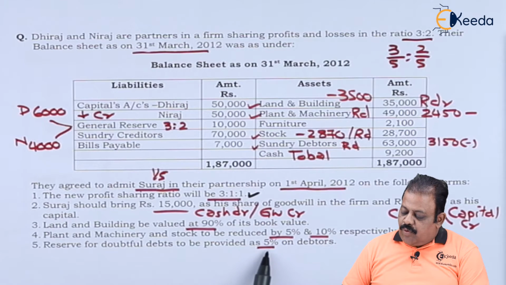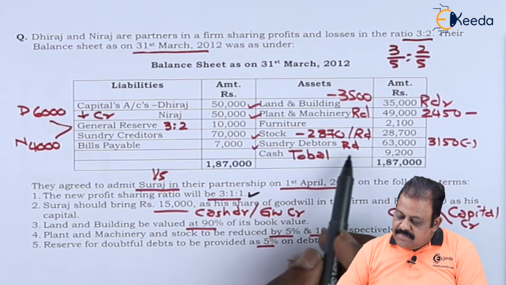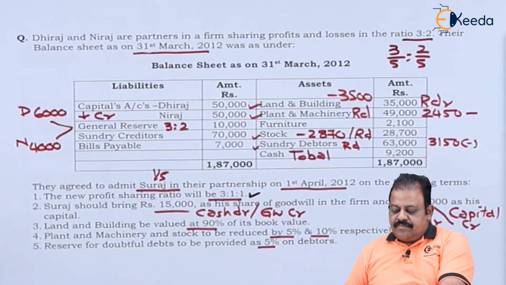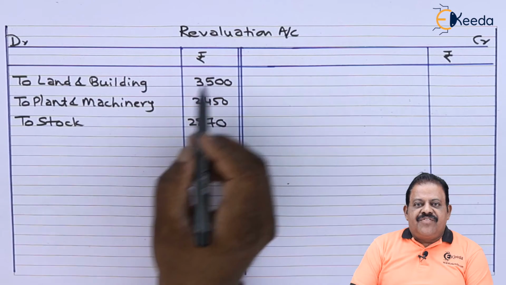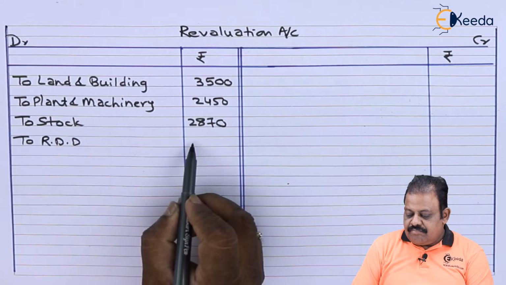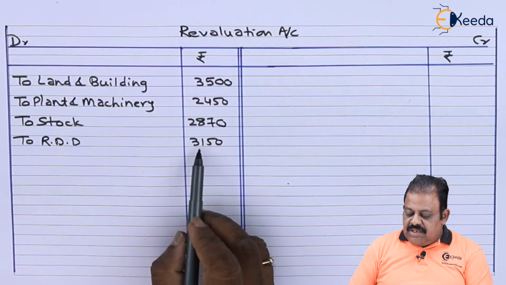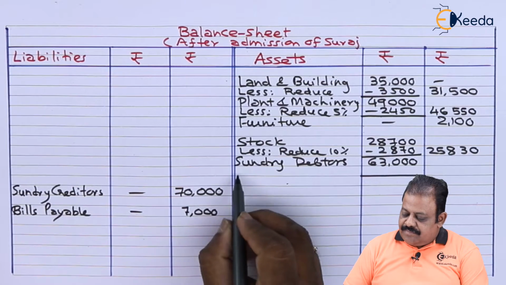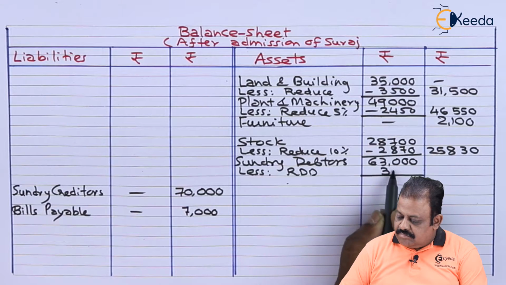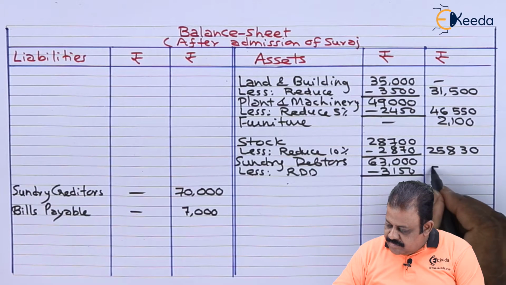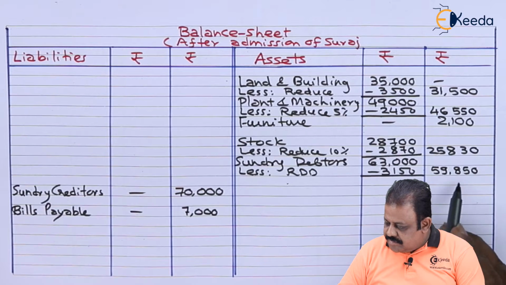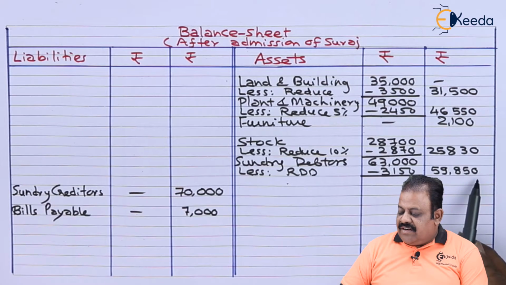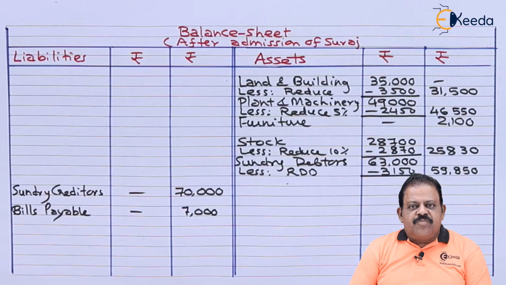Reserve for doubtful debts is to be provided at 5% on debtors. Debtors are 63,000, so RDD will be 3,150. One effect, revaluation account debit to RDD 3,150. Second effect, less from debtors on the asset side. Sundry debtors less RDD, net debtors are now 59,850. We have given effect to all adjustments.